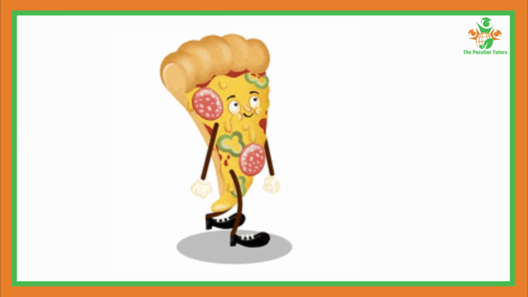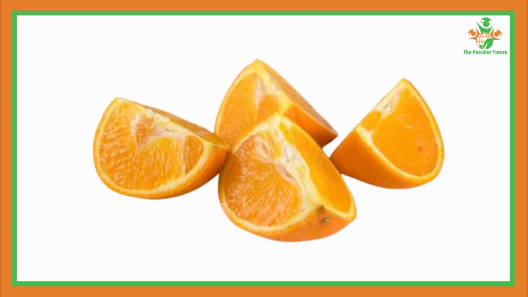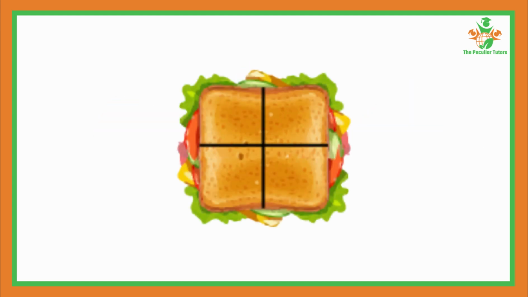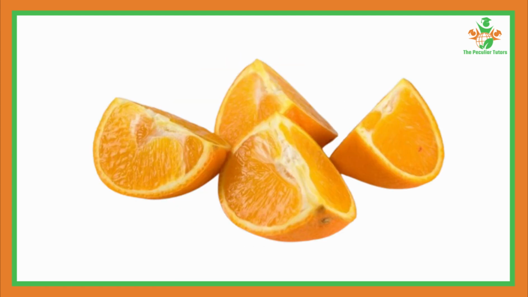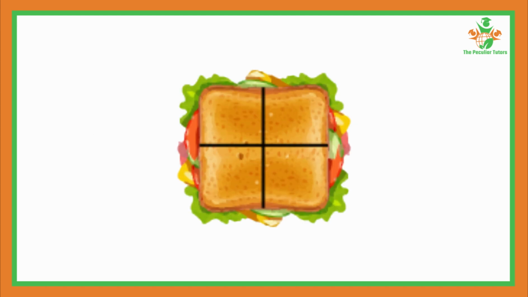Now, let's see some more examples of quarters. An orange divided into four equal sections. A sandwich cut into four equal pieces. When we divide this orange into four equal sections, each section is a quarter. And when we cut this sandwich into four equal pieces, each piece is also a quarter.